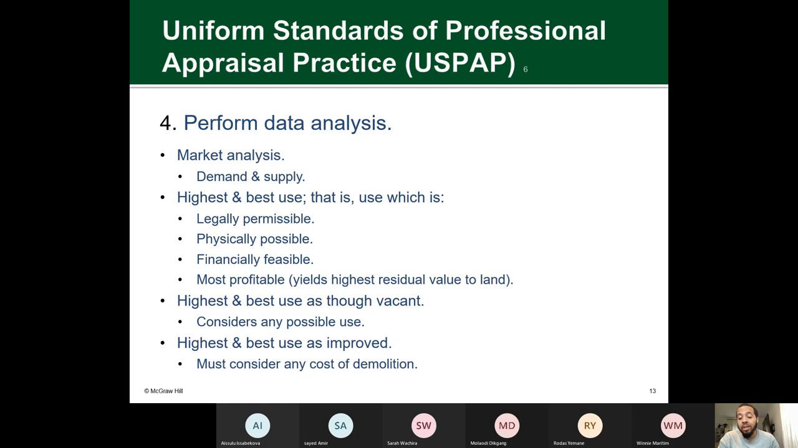What is what we call the highest and best use? What is the best way to use this property in the most financially responsible way, as well as the easiest way and the most profitable? What's going to make the owner the most money as they're buying the property? What is the easiest way, the most financially feasible way, and the profitable way to do that?